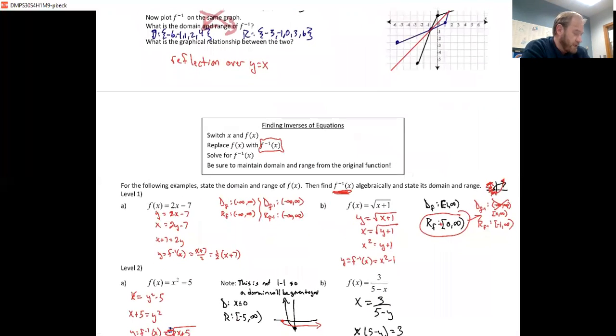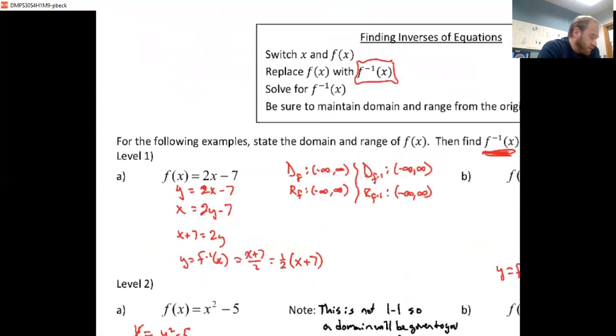Now to find the inverse algebraically, what we do is we switch x and y and solve for y. So in this first case, we have a linear function. So our most basic case, linear function, switch x and y and solve for y.